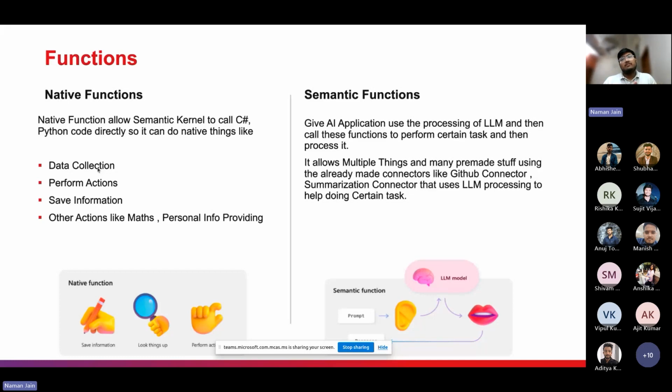It will be called dynamically by the LLM when it wants to use it. Using that, you can have functionality like data collection, performing actions, and saving information. For example, the LLM that you might be using, like ChatGPT, doesn't have the ability to save information into your own local database, but if you want functionality like that, you can easily build it with the help of a native function.